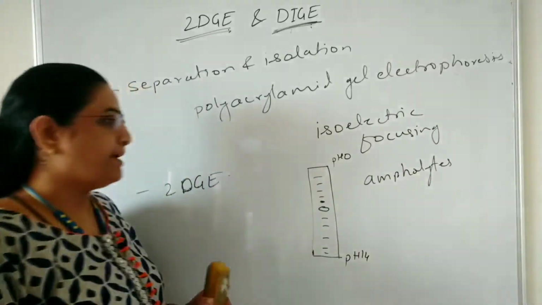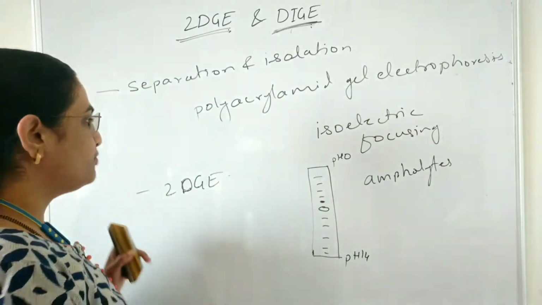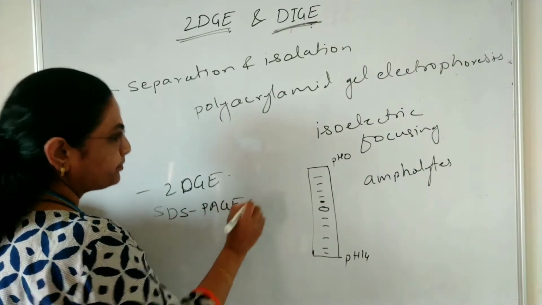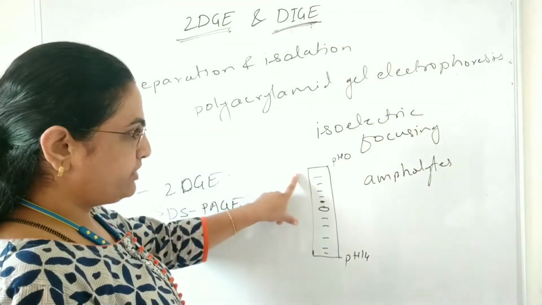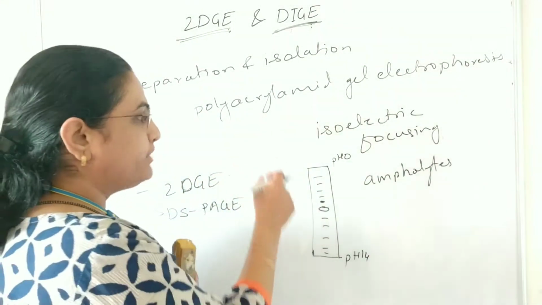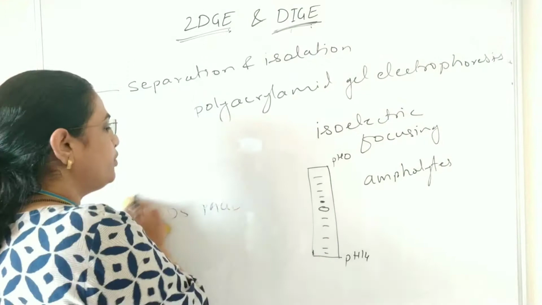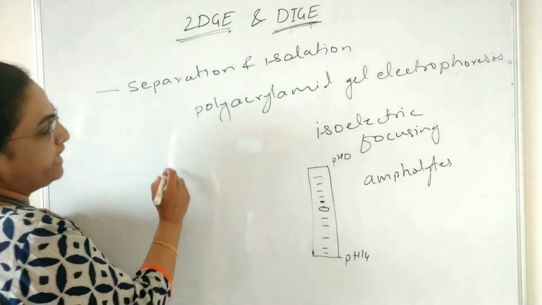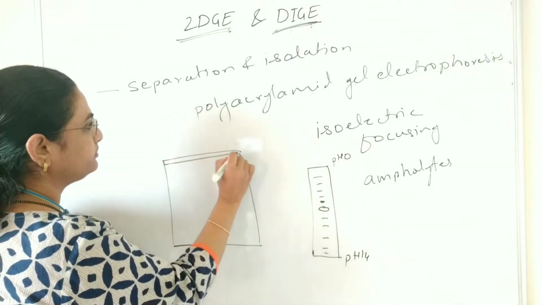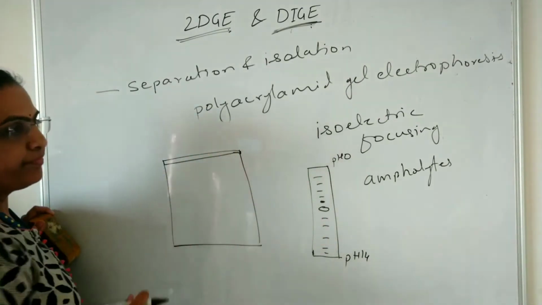After this separation, the second dimension is going to come. The second type of electrophoresis is also going to be done, and that is SDS-PAGE. Now this tube gel or slice gel is going to be taken. The tube is going to be broken down, and that gel is going to be placed over the SDS-PAGE gel.